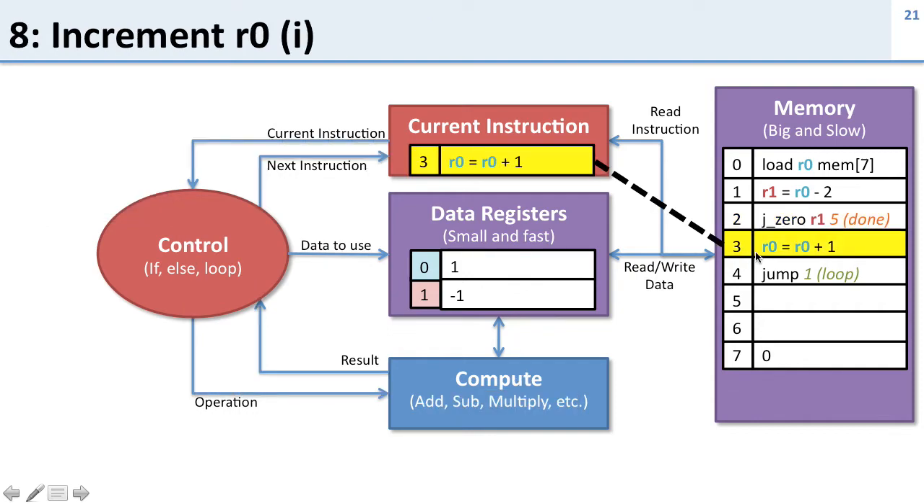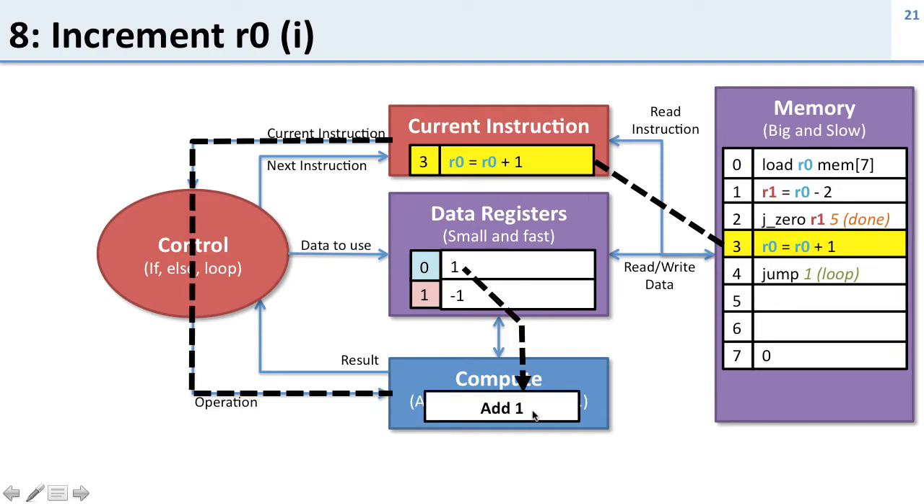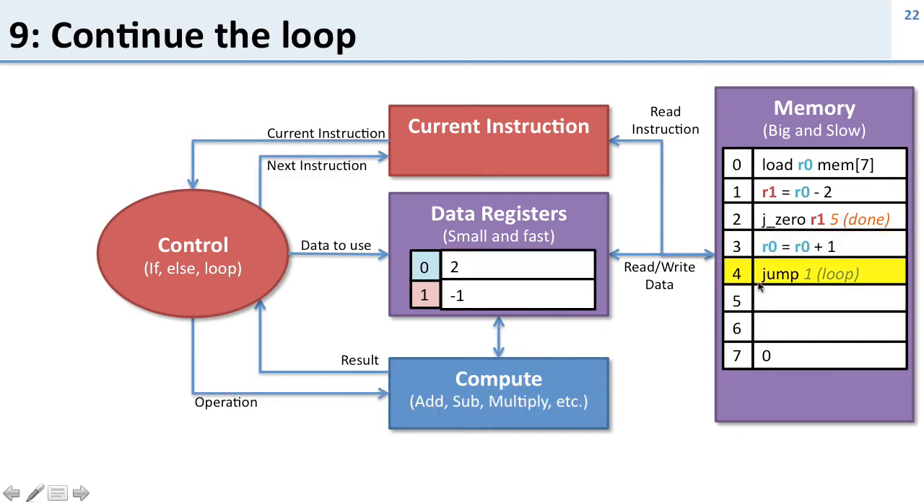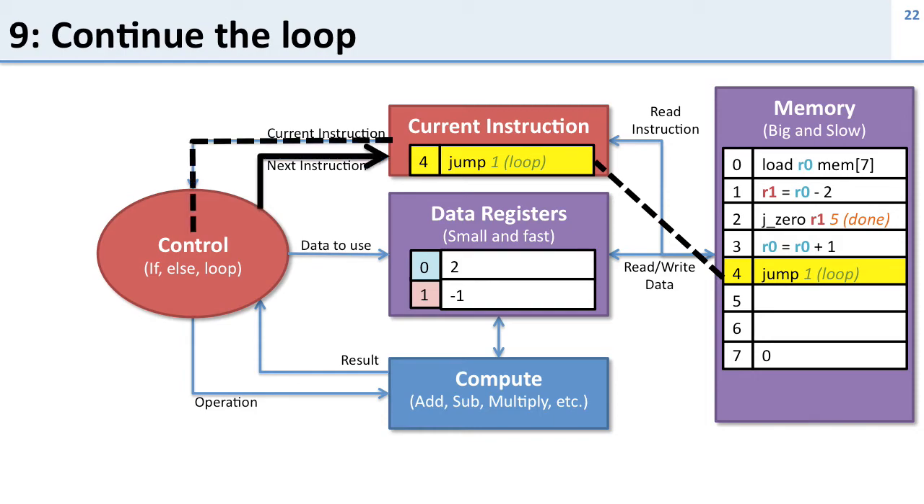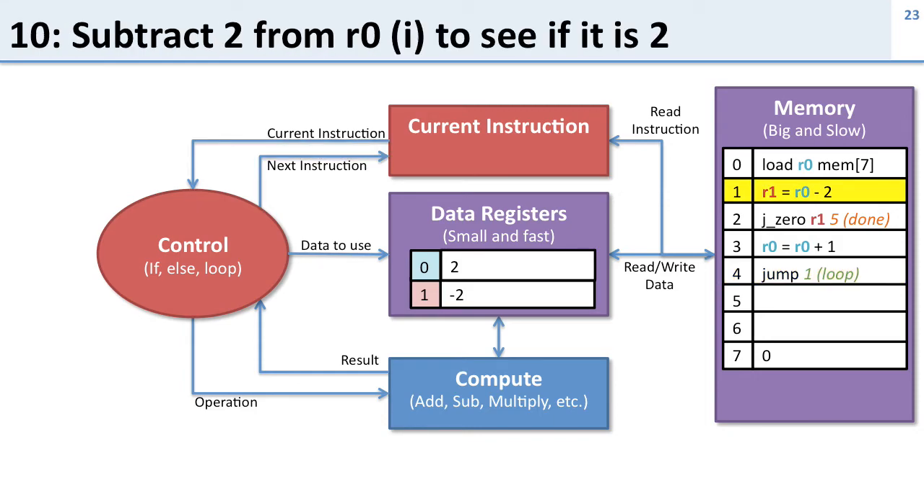Now we go ahead and load instruction 3, which says increment R0 by 1. So the control is going to tell the compute unit to add 1. We're going to load the value 1 from R0. We're going to add 1 to it and store it back, so now it's 2. And then we're going to go on to the next instruction, which is going to be instruction 4. And instruction 4 is the jump. So the control is going to look at it and say the next instruction goes to 1 because it was jumped to 1. Now we go ahead and load instruction 1 again.